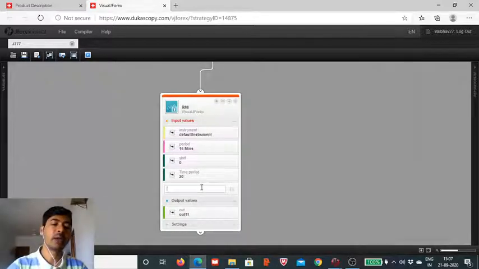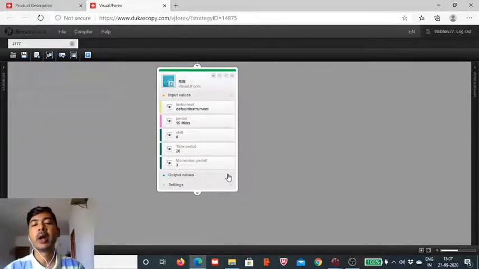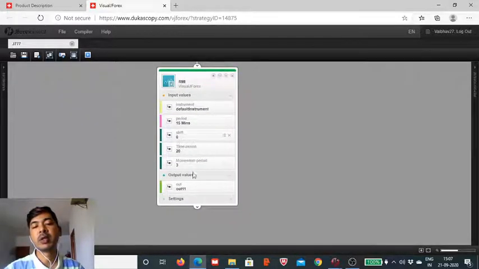For example, we can make it 3, and what will happen is that 3 candlesticks of 15 minutes each will be taken into consideration, and the change in prices will be compared, and then depending on that values, the RMI will be calculated for last 20 candlesticks of 15 each. And here we will have the output value. Given the fact that shift is 0, we will be having the current output value for this RMI block defined with these 5 input parameters.